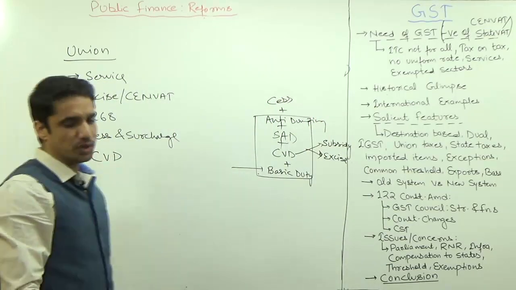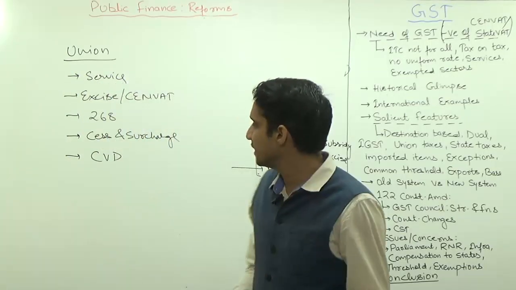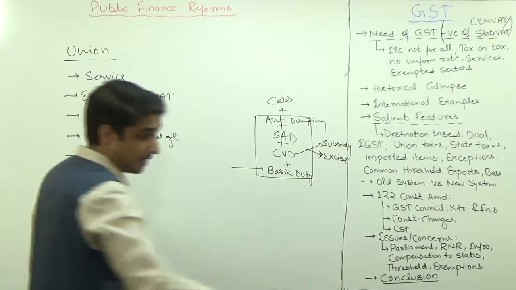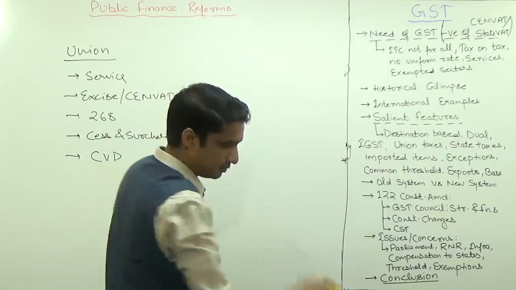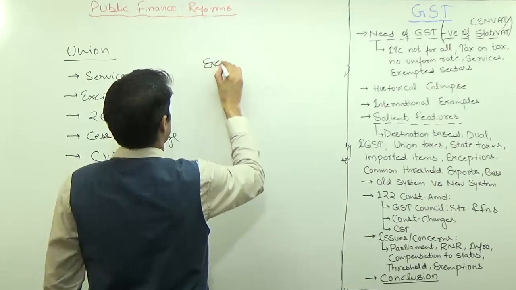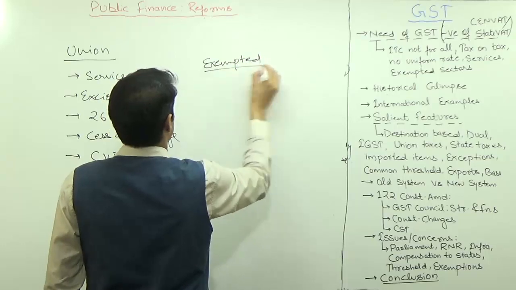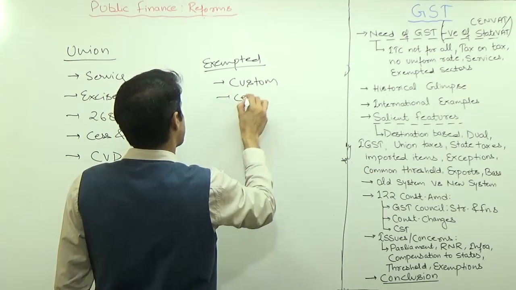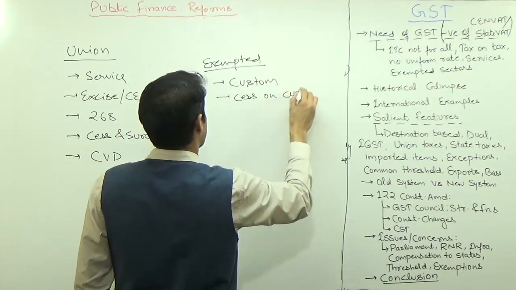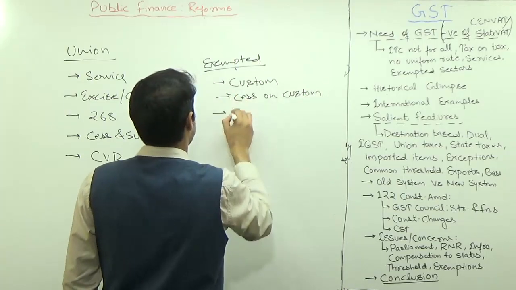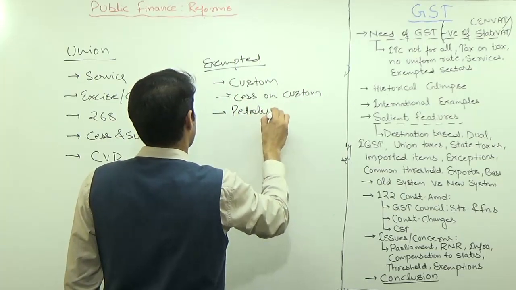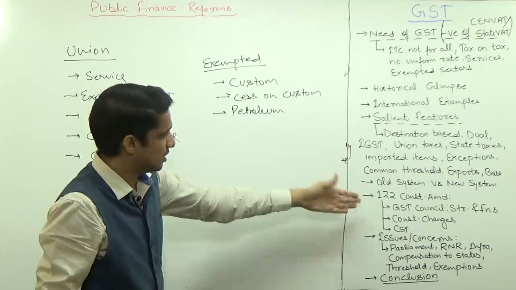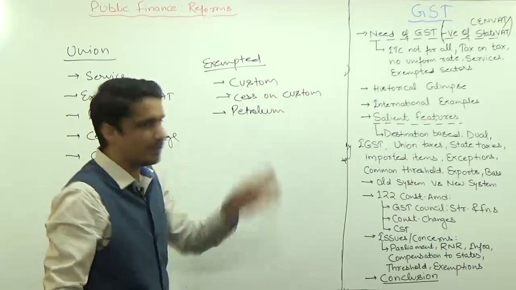So that countervailing duty of the union government will be subsumed by GST. And which all things will be exempted? You will be shocked. Custom duty. Then we have cess on custom. Then we have petroleum. All these things in petroleum will be decided by the GST council, that we will discuss later on. So custom duty will still be continued.